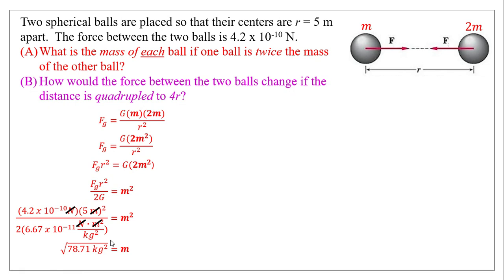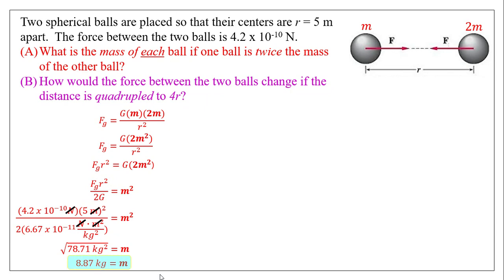Okay. So therefore, in order to get m by itself, we need to square root both sides. So if you punch all this stuff into your calculator, you should get a value of 78.71. But then now we need to solve for m by square rooting both sides. So therefore, the square root of 78.71 will give us a value of about 8.87 kilograms. So that is the mass of just the smaller mass.